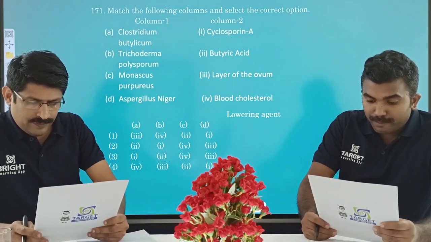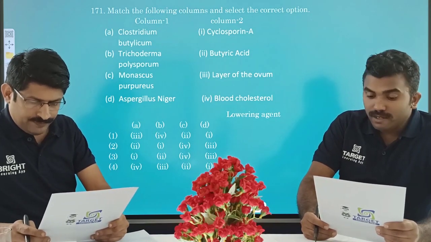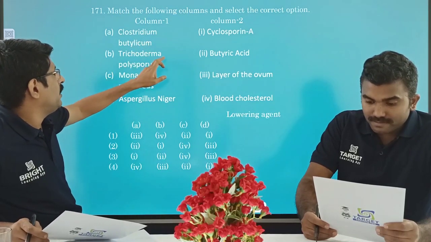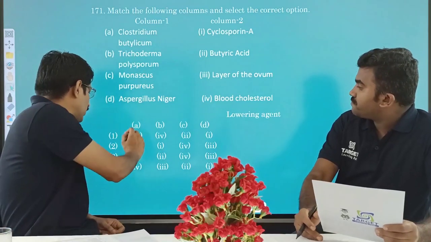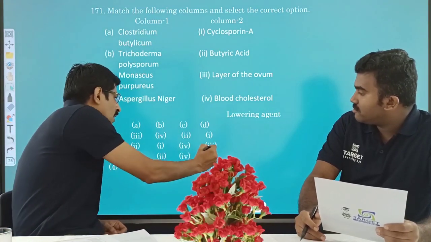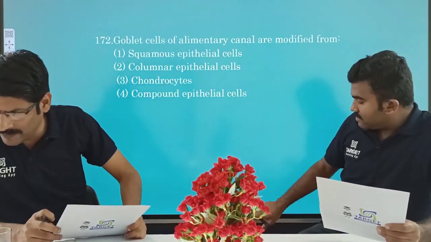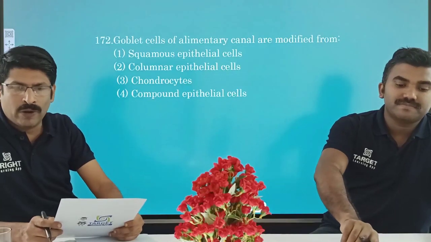Then Monascus purpureus, they lower the blood cholesterol. And at last, Aspergillus niger. Clostridium butyricum is producing butyric acid. So that's A2, with only one option. The answer is the second option. And it is exactly coming from page number 183 of the chapter microbes in human welfare.